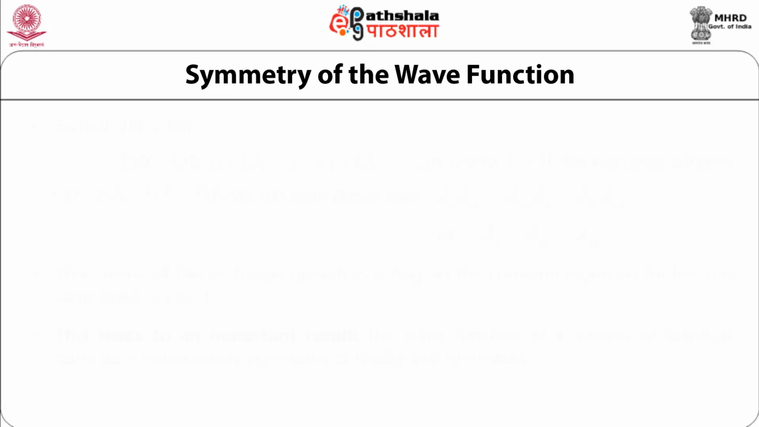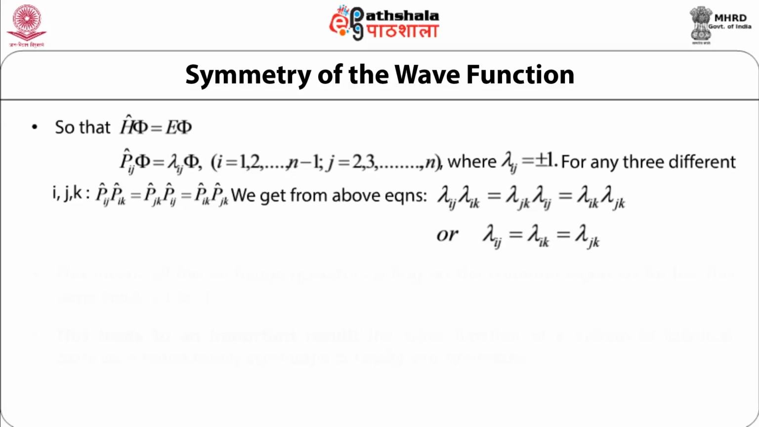Symmetry of the wave function. Now suppose that phi is such a function, so that one can write the eigenvalue equation as Hamiltonian operator H acting on phi is equal to the energy eigenvalue E times the wave function phi, and the permutation operator P_ij acting on the wave function phi yields the eigenvalue lambda_ij times the wave function phi, where i goes from 1 to n-1 while j goes from 2 to n, where lambda_ij is equal to plus or minus 1.